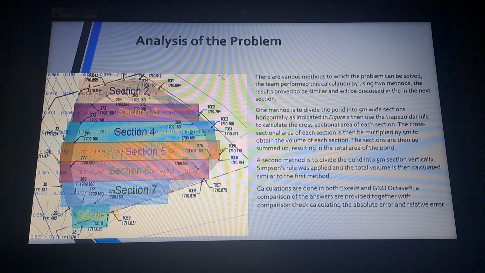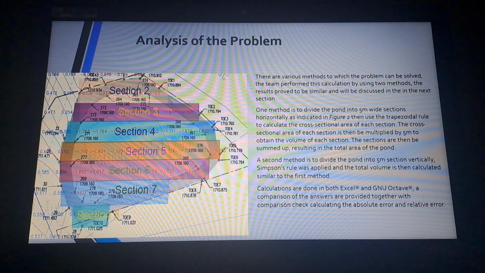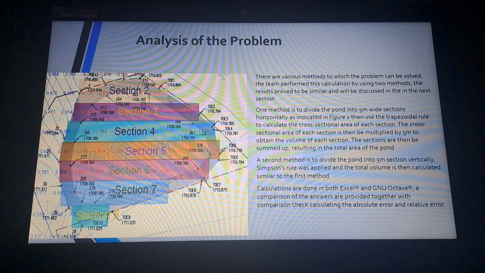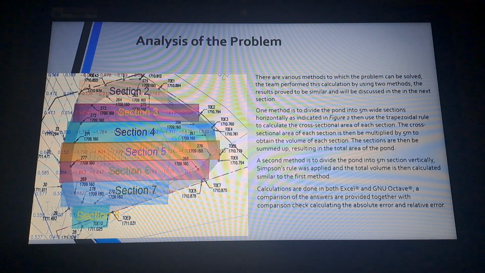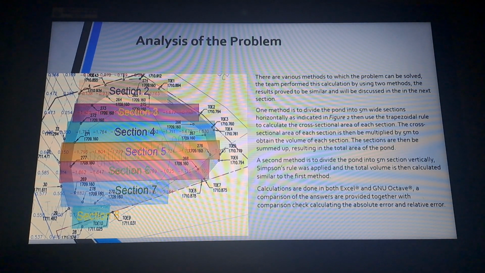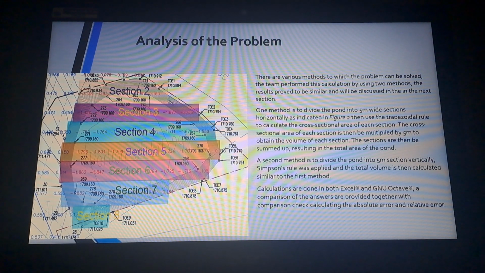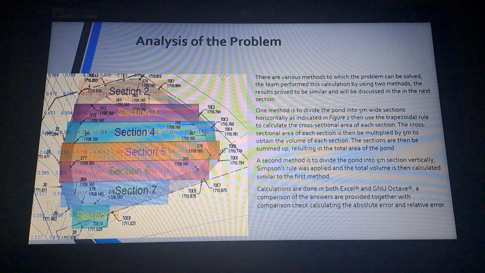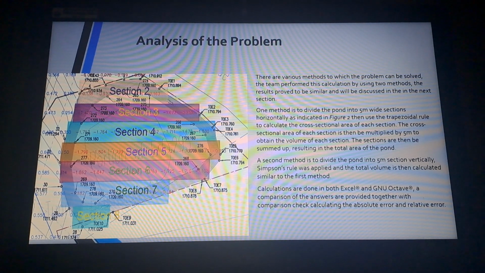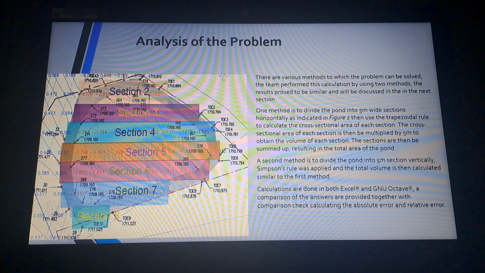The cross-sectional area of each section is then multiplied by 5 meters to obtain the volume of each section. The sections are then summed up, resulting in the total volume of the pond. A second method is to divide the pond into 5-meter sections vertically, as indicated, where the Simpson rule was applied, and the total volume is then calculated similar to the first method.